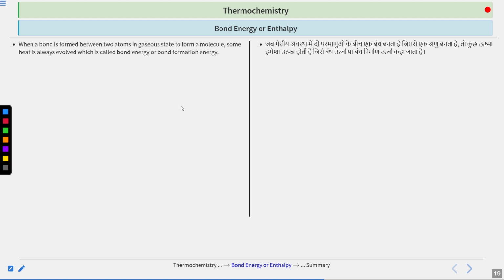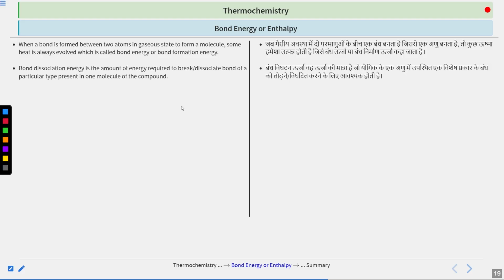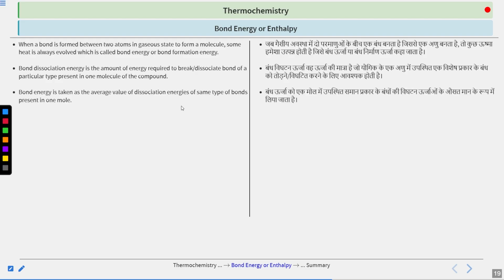Now whenever you are doing a chemical reaction, you break and make bonds at the same time, and that enthalpy change is called the bond energy or bond formation energy. Clear? Bond energy is the amount of heat required to break or dissociate a bond of a particular type present in one molecule of the compound. So it is basically the breaking of a covalent bond. Bond energy is taken as the average of the dissociation energy of the same type of bond present in one molecule.